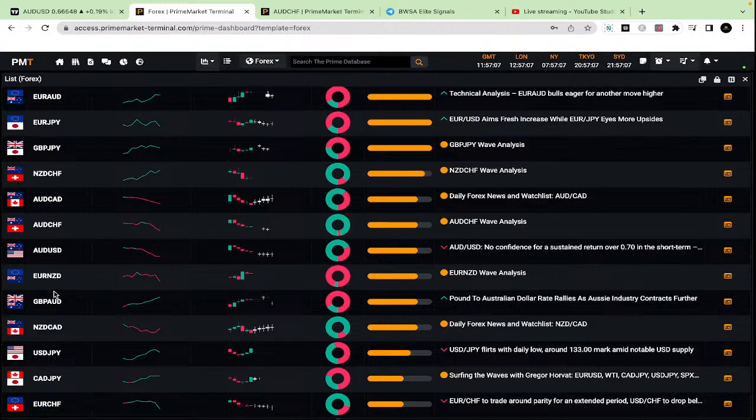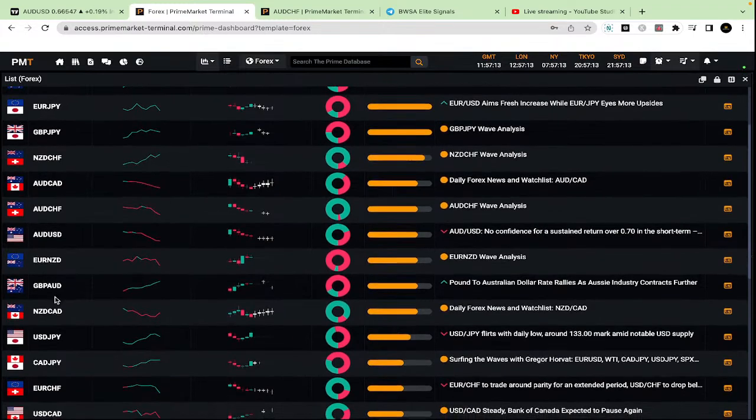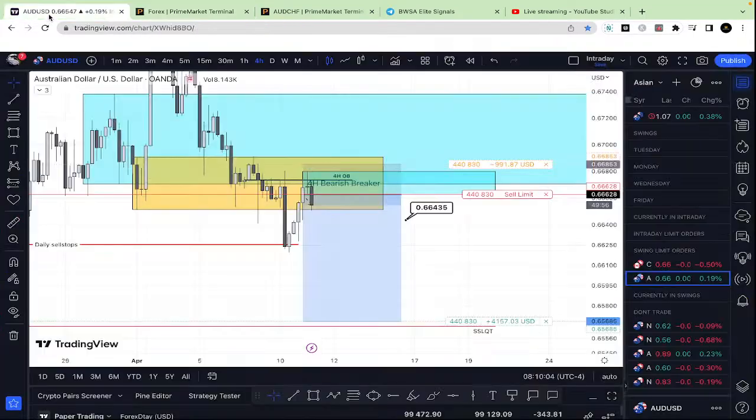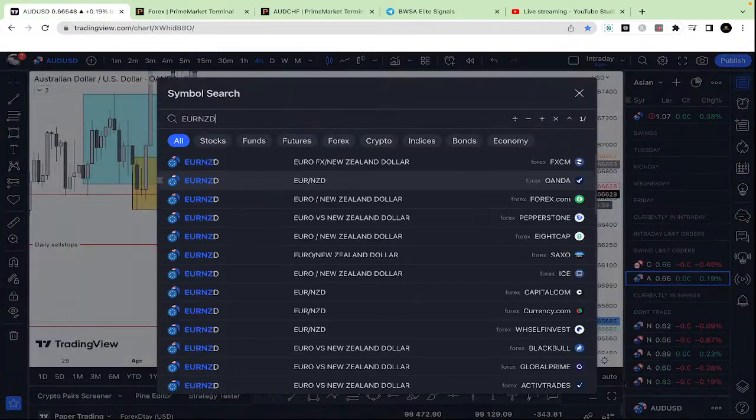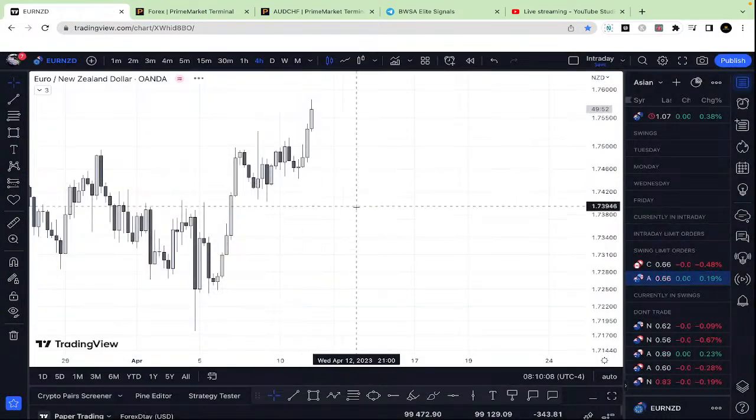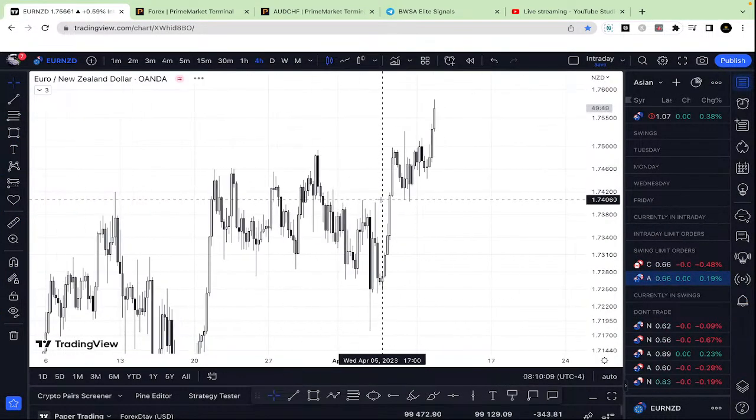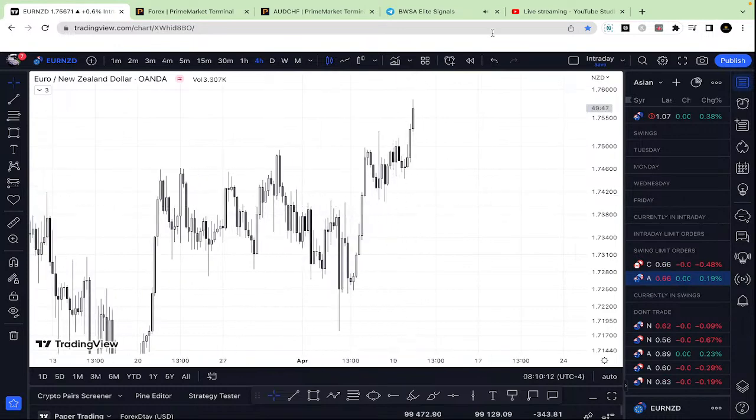Euro New Zealand dollar. Let's look at Euro New Zealand dollar. We don't have any predicted candles, but that's perfectly fine. So we're just now kind of coming up. We have taken off actually.